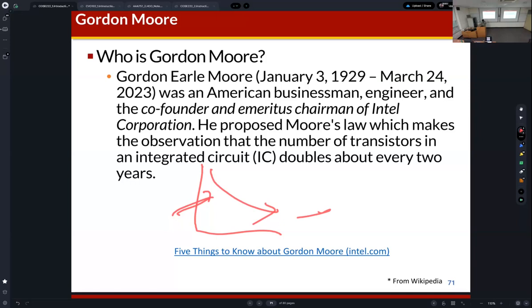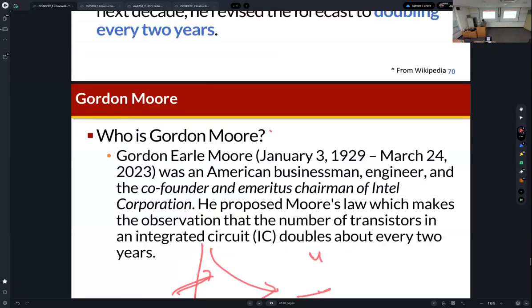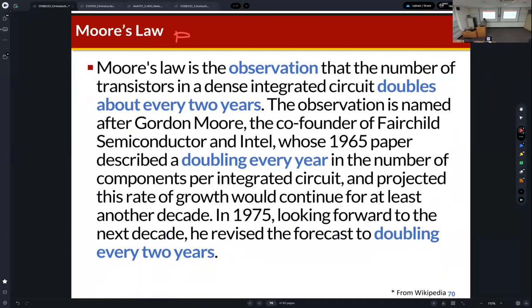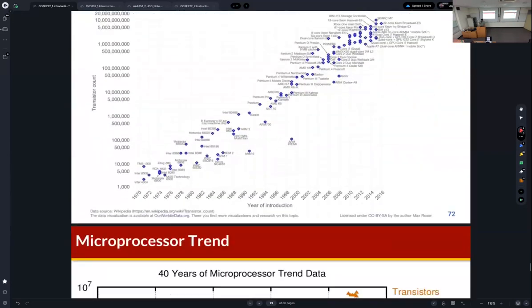In other words, Moore's law helps us set a goal for developing next generation or better CPUs. So we can expect advancement in semiconductor technology based on Moore's law.